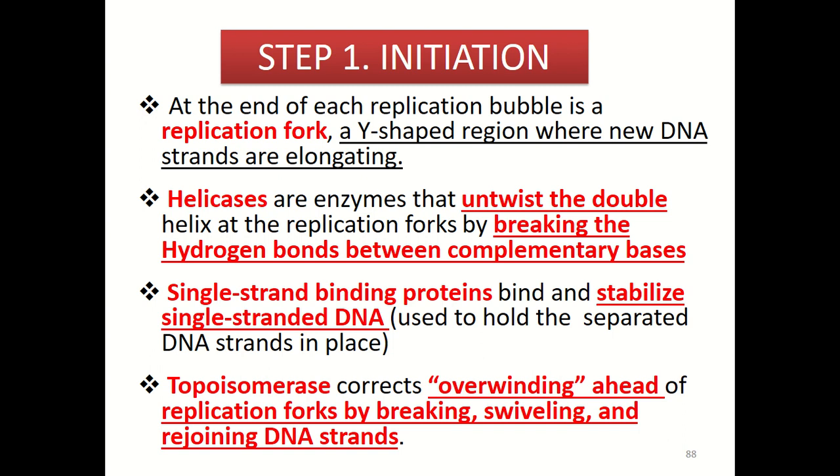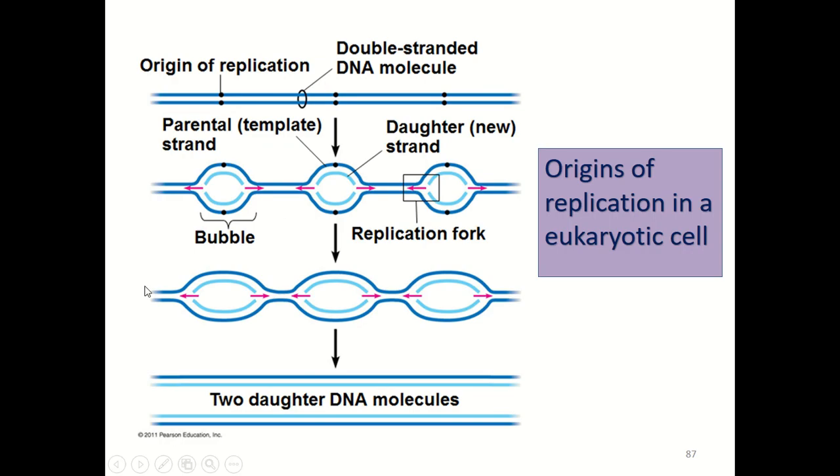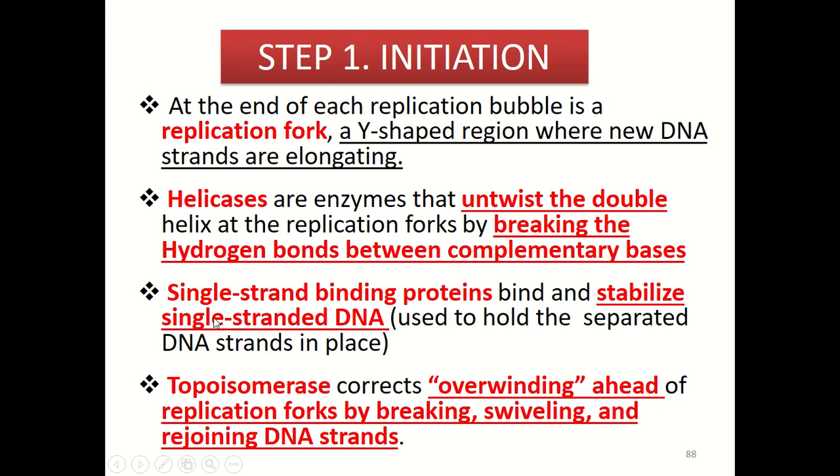At the end of each replication bubble is a replication fork. This Y shape here is known as a replication fork. That is the place where the new DNA strand will be elongating. And as I mentioned earlier, helicases are enzymes that will unwind or untwist the double helix at the replication forks. How? By breaking the hydrogen bonds between the complementary bases, either between guanine and cytosine or adenine and thymine.